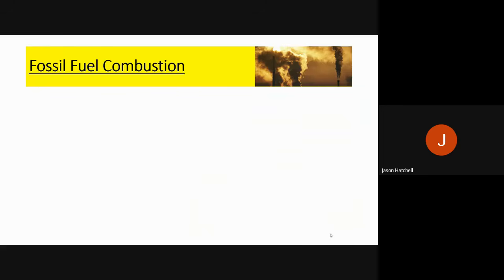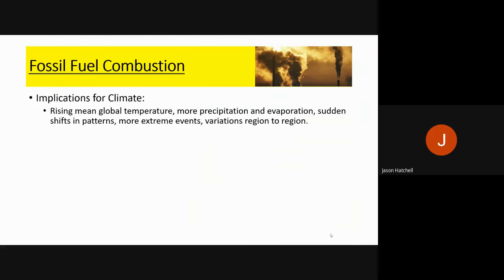Now, onto human interactions, if you like, in terms of fossil fuels and our combustion of fossil fuels. So, us burning fossil fuels has implications for our climate. We know that it means that there are rising greenhouse gases in the atmosphere, and that leads to rising global temperatures. It does mean that there will be more precipitation and evaporation taking place at a higher rate as well. It means that the patterns we have of weather, temperature, and climate in general are shifting. We are seeing more extreme events of drought and rainfall, and we are seeing also more variation in climate between different regions than ever before.